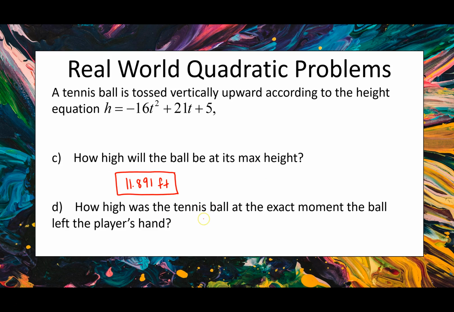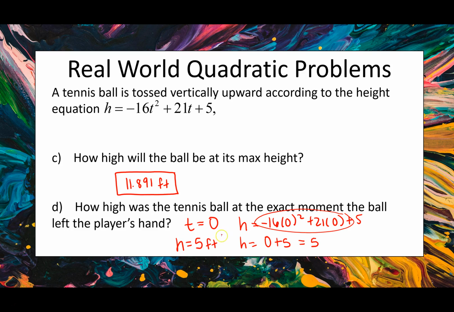How high was the tennis ball at the exact moment the ball left the player's hand? Well, what time is that? That's when time is equal to 0. So we're just going to go ahead and plug 0 in. And you should already know this answer, but let's go ahead and do that. So we get negative 16 times 0 squared plus 21 times 0 plus 5. Well, all these things right here just become 0 plus 5. We know 0 plus 5 is 5. So height is equal to 5 feet.